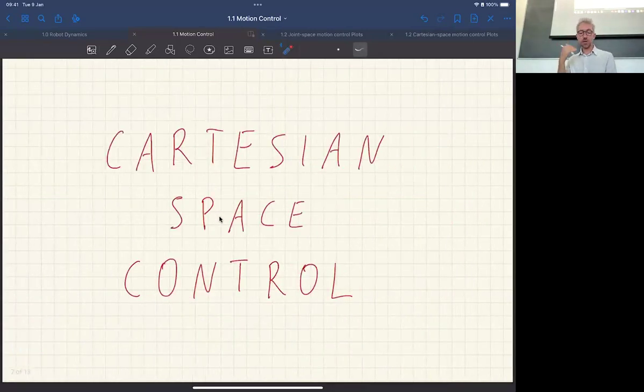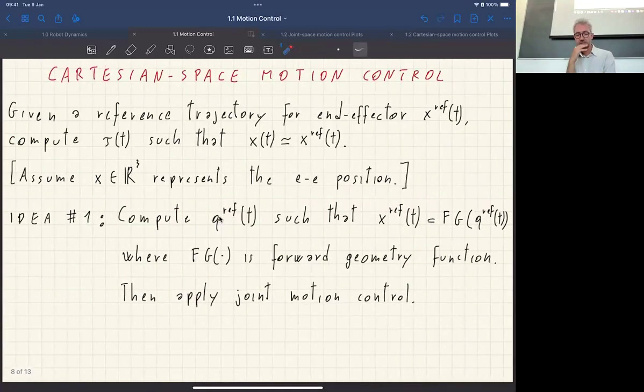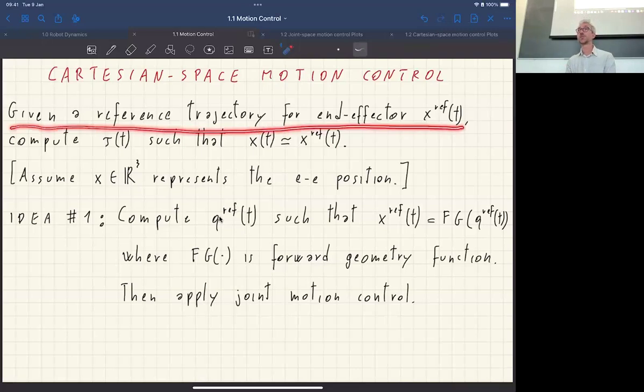Let's now move on to a more complex control problem, which is controlling robots in Cartesian space. What's the difference between joint space and Cartesian space? Well, now the assumption is that we are given a reference trajectory for the end effector of the robot. So we don't know how the joints need to move. We don't care, actually. We only care about what the end effector is going to do. This is actually much more useful in practice because typically that's what you care about, the motion of the end effector.